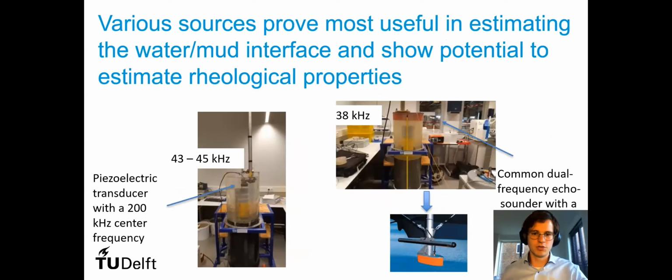Various sources proved most useful in estimating the water-mud interface and show the potential to estimate rheological properties. However, these are not the optimal sources for this purpose that I've shown here. In the field, we would rather have a broadband source and ultimately use passive noise from vessels. On the left, you can see a standard piezoelectric transducer with a 200 kHz center frequency, and on the right, you can see a dual echo sounder, which is commonly used by vessels to estimate the depth.